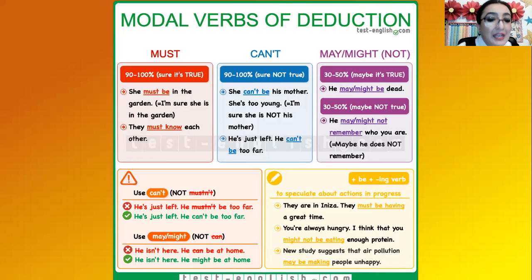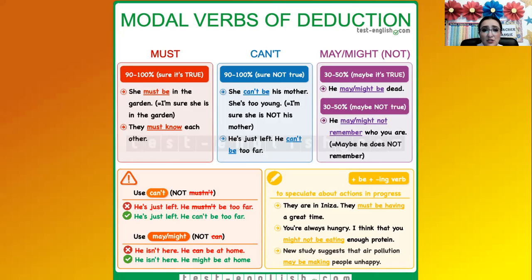Por ejemplo, he isn't here, he can be at home. Él no está aquí, él puede estar en la casa. Es algo que puede, una habilidad. Aquí estás hablando de que él puede estar en la casa, pero de que puede, porque es la habilidad que tiene. En contexto estaría mal. Nos quedaría mejor: he isn't here. He might be at home. Él no está aquí.